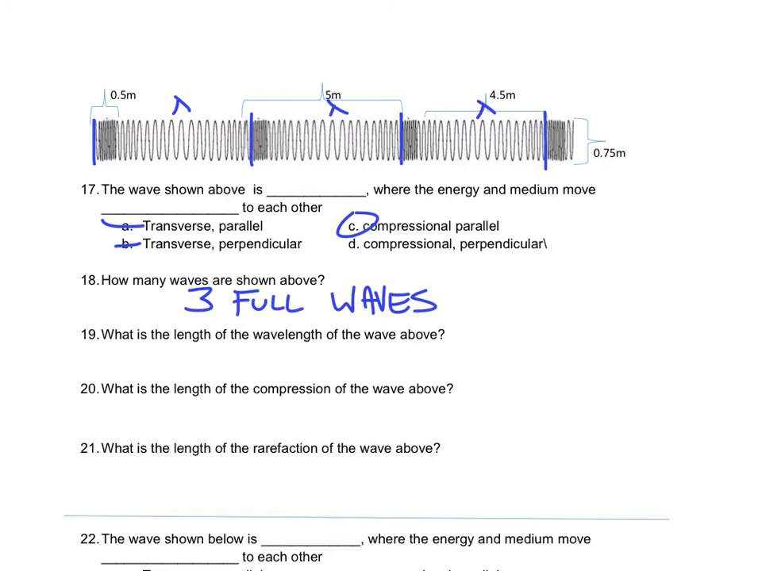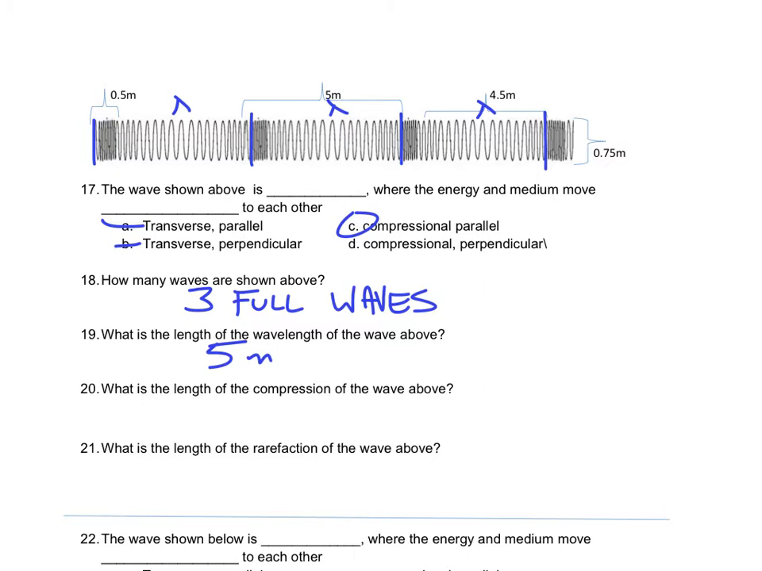What is the length of the wavelength of the waves? Okay, well, let's look. Here it's measuring from the beginning of a compression to the beginning of the next compression, and it's marked and labeled 5 meters. So the length of one wave is 5 meters.